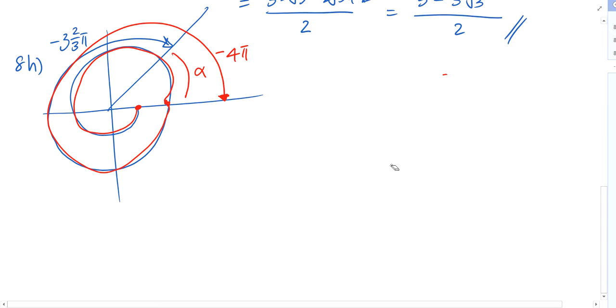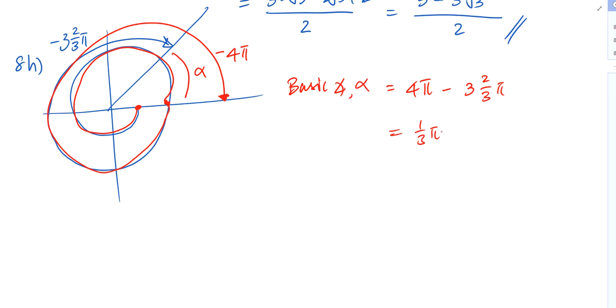So in this case, the basic angle, which is alpha, is the same as 4 pi minus 3 and 2/3 pi. So we get 1/3 pi. Yes? Sub in the value, what do you mean? Pi radian.